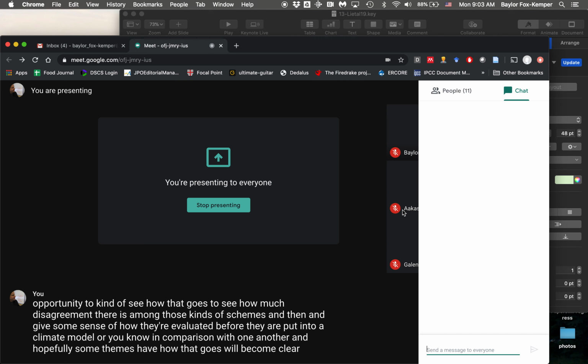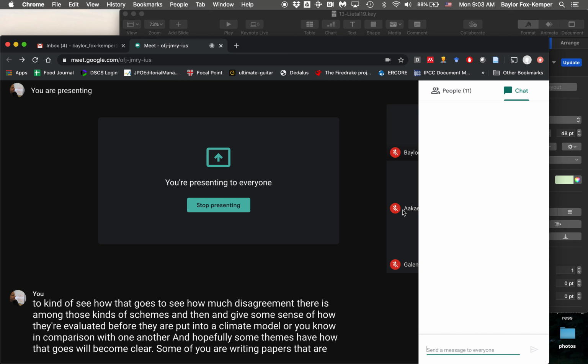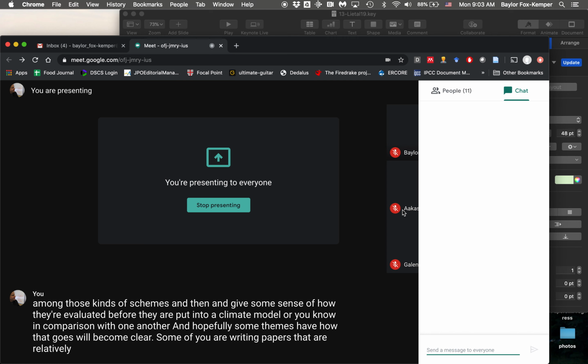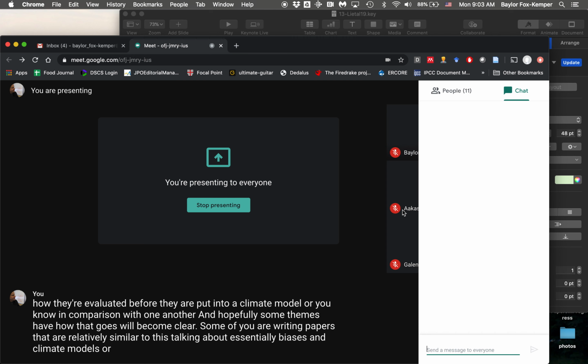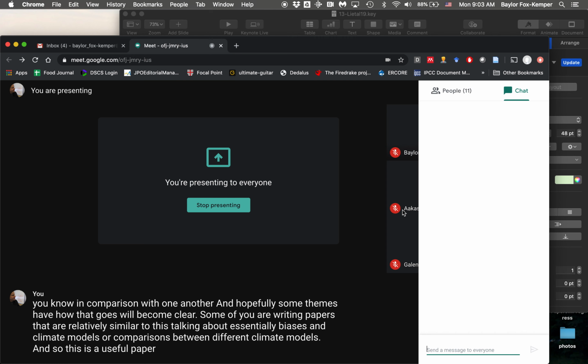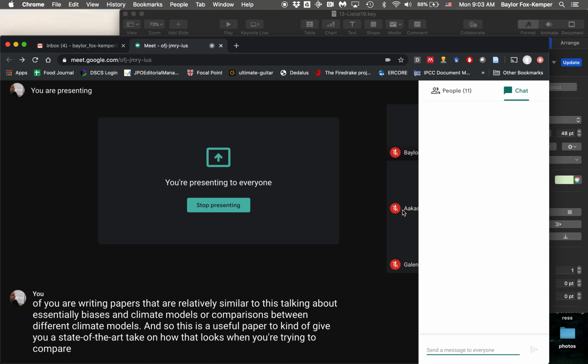Some of you are writing papers that are relatively similar to this, talking about essentially biases in climate models or comparisons between different climate models. So this is a useful paper to give you a state-of-the-art take on how that looks when you're trying to compare the different parameterizations within a climate model. Are there any questions about that?